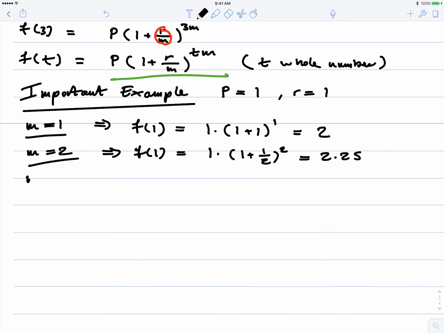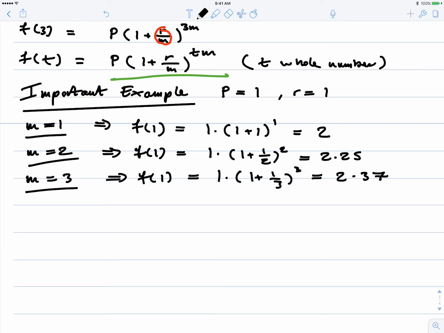Next, let's do m is equal to 3. That seems like a reasonable choice. If m is equal to 3, f(1) is equal to 1 times (1 plus 1/3) to the 3. Again, it's kind of a nasty number in decimals, but roughly speaking, it's 2.37. Again, we see I should compound more frequently. It seems I get more money if I allow the compounding to happen more frequently.